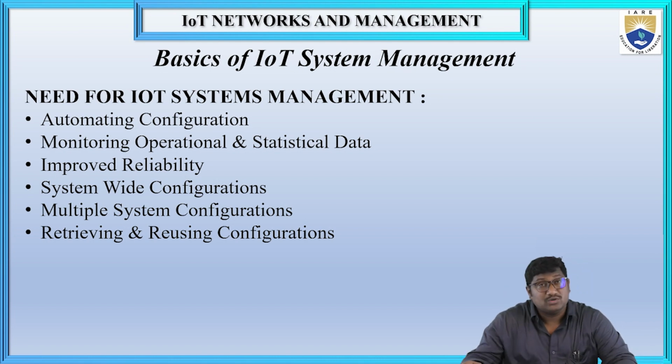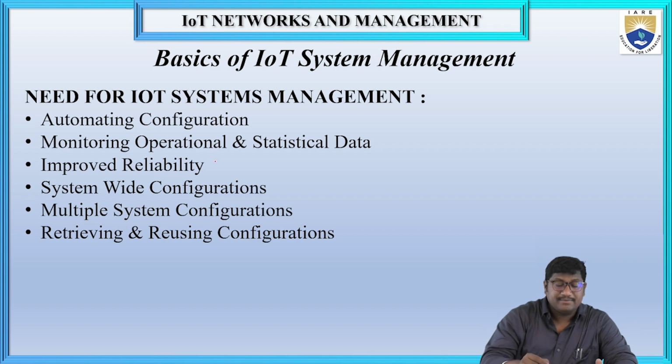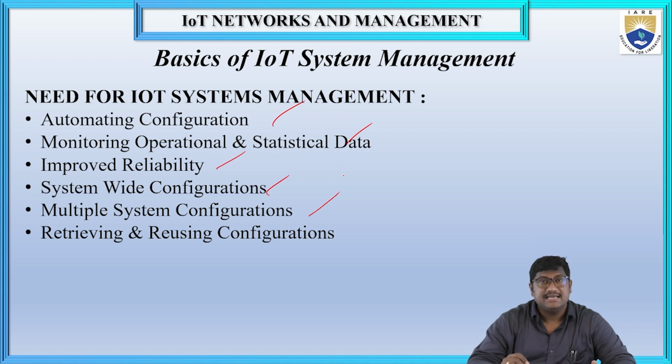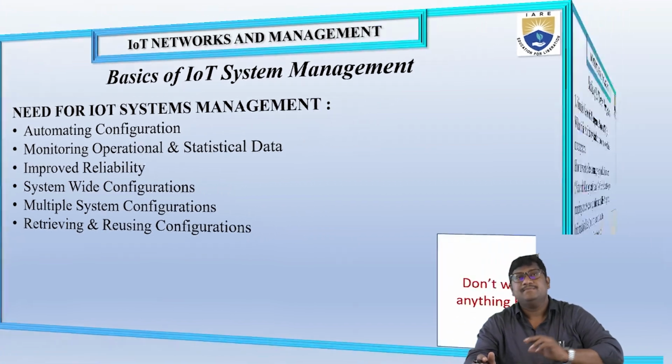Now, I will enter into IoT system management. Why is IoT system management required? For configuring the systems automatically, for monitoring and operating the system data, for improving the reliability, and also for system-wide configurability, multiple system configurations, and retrieving and reusing configurations. These are the specific needs which are required for IoT system management.